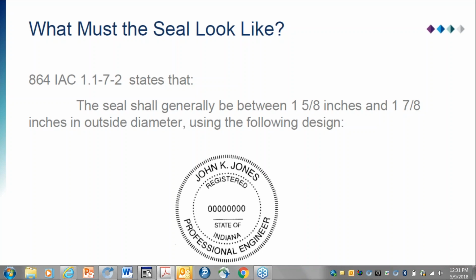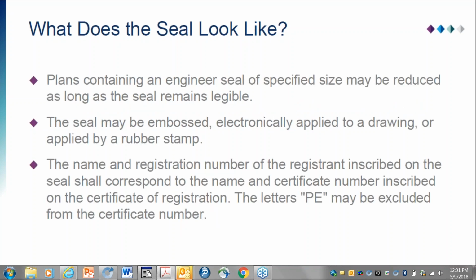Moving right along. The administrative code also provides you with information as to what the seal is supposed to look like, and one important aspect of this is that you can reduce the size if you need to, as long as it remains legible. You can also apply it embossed, which is typically what we would see with a subpoena or some kind of a notary press. You can also sign it electronically, or it can be applied with a rubber stamp, and then you have to have certain information on the seal that corresponds with your certificate number.